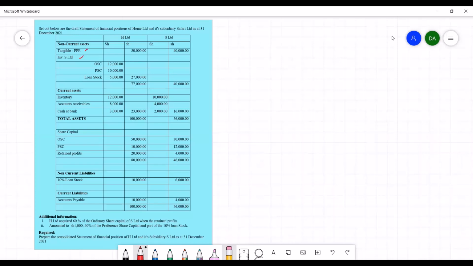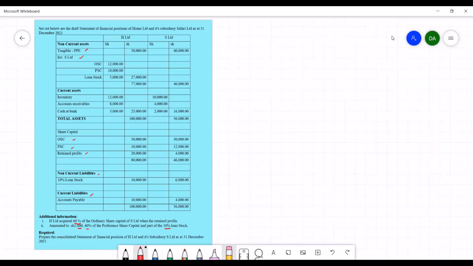Then we have current assets. We have total assets, as you can see. Then we have capital, where we have ordinary share capital, preferred share capital, and retained profit. We have non-current liabilities, which is the loan stock, and then we have the current liabilities. There is additional information saying that H Limited acquired 60% of ordinary shares of Safari Limited when the retained profit was 1,000. It also acquired 40% of preferred share capital and part of the 10% loan stock.